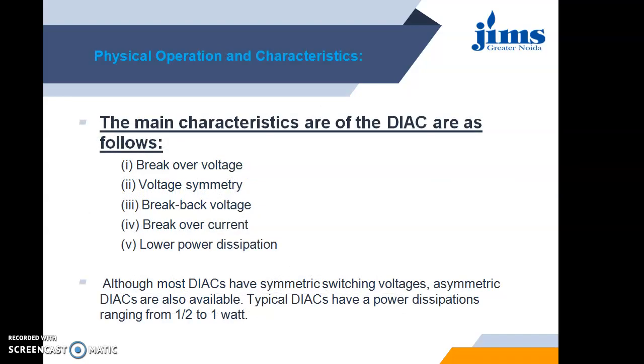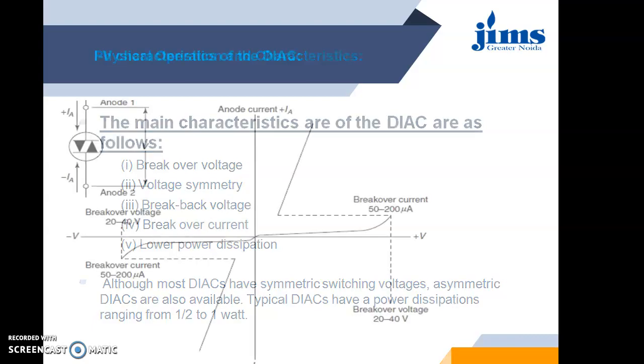The characteristics of Diac are as follows. First is the breakover voltage, then voltage symmetry, breakback voltage, breakover current, and lower power dissipation. So these are a few characteristics of Diac. Although most Diacs have symmetric switching voltages, asymmetric Diacs are also available. Typical Diacs have a power dissipation ranging from half to 1 watt.